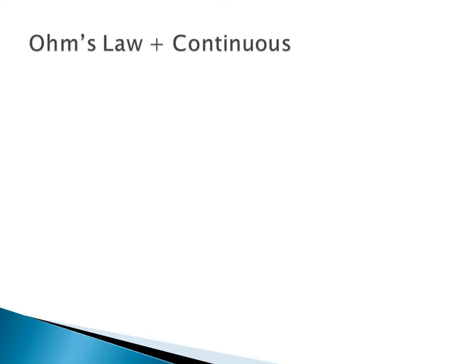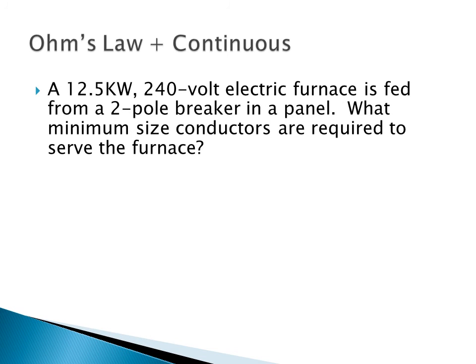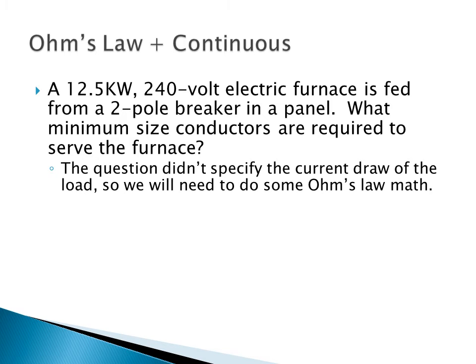Now for the questions that are going to combine some of your skills. Ohm's law plus continuous loads. We're just going to jump right into an example. A 12.5 kW 240 volt electric furnace is fed from a 2-pole breaker in a panel. What minimum size conductors are required to serve the furnace? All right, it didn't specify the current draw, the load of this furnace, so we're going to have to do some math because you have to have the load in current in order to size conductors.